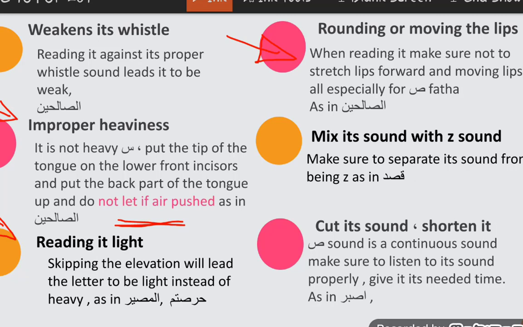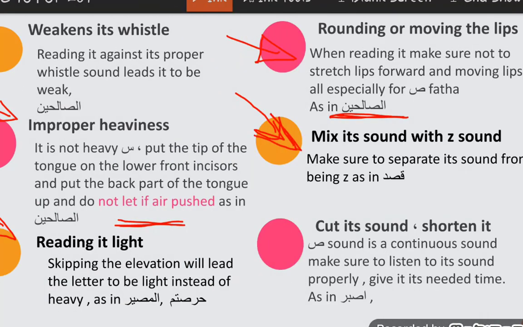For example, in yasbir, they do it with rounded lips. There is no lip movement forward. It is yasbir, like this. To solve this problem, put your finger on your lips. If you feel any movement in your lips, you know you are doing it wrong. You have to help your lips with your fingers to return them to their rest position.